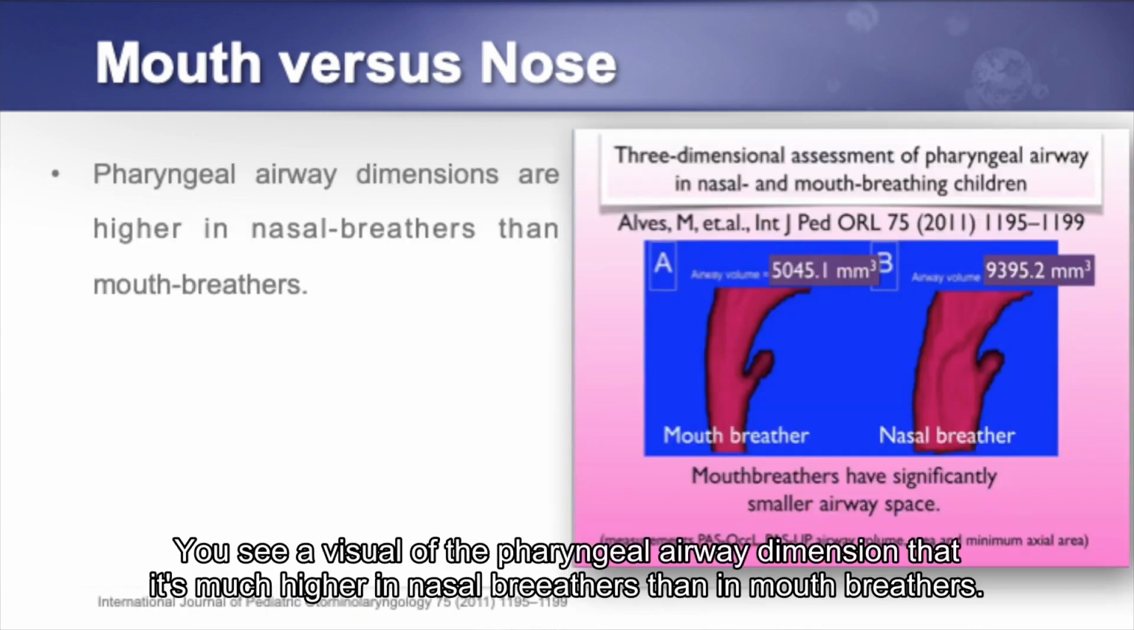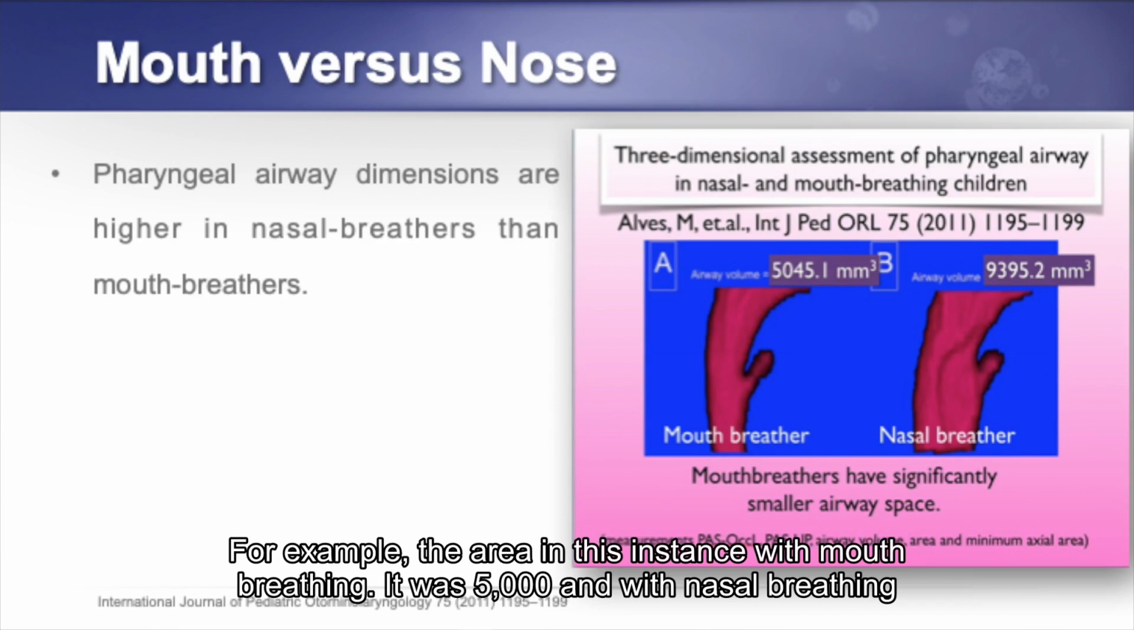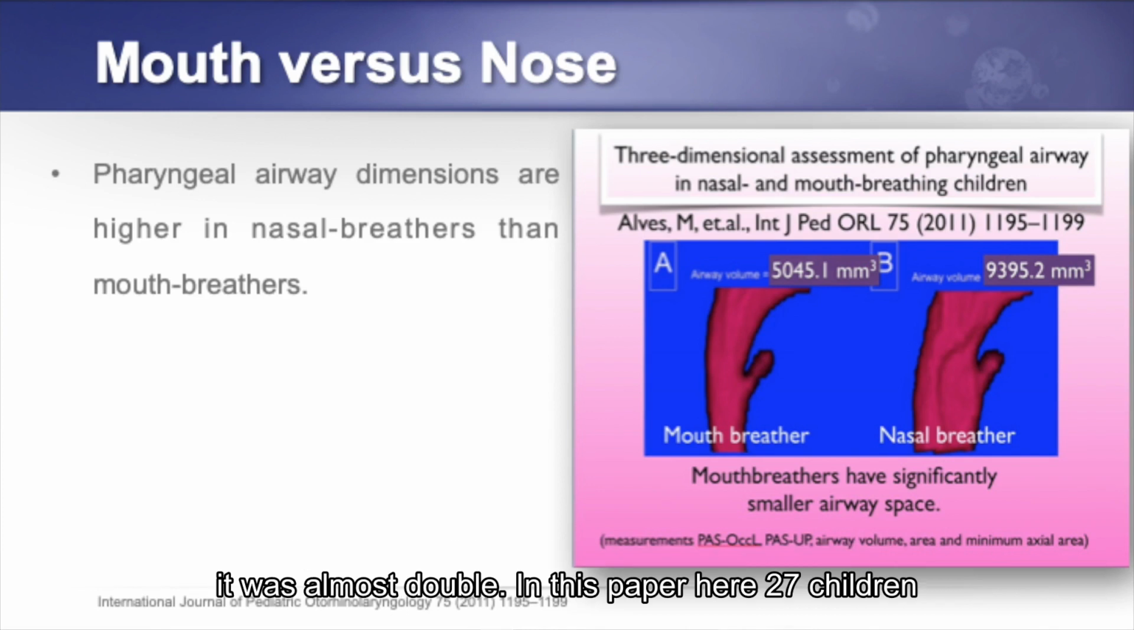In this paper here, you see a visual of the pharyngeal airway dimension, that it's much higher in nasal breathers than in mouth breathers. For example, the area in this instance with mouth breathing, it was 5,000, and with nasal breathing, it was almost double.